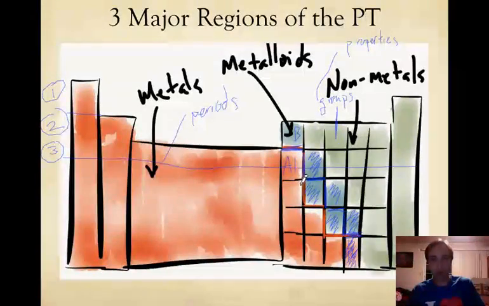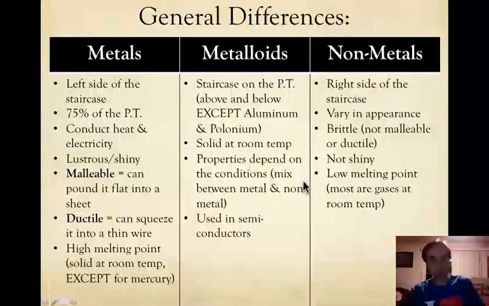Remember, aluminum, not a metalloid. Okay, now let's talk about some general differences between metals, metalloids, and nonmetals. So first of all, metals, they're left of the staircase. They represent most of the periodic table. Remember, M in metals stands for most, 75% of the periodic table, in fact.